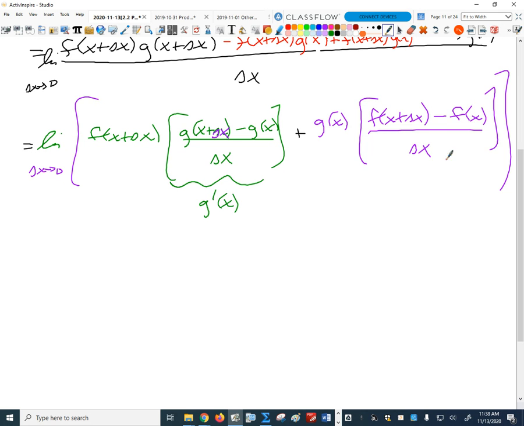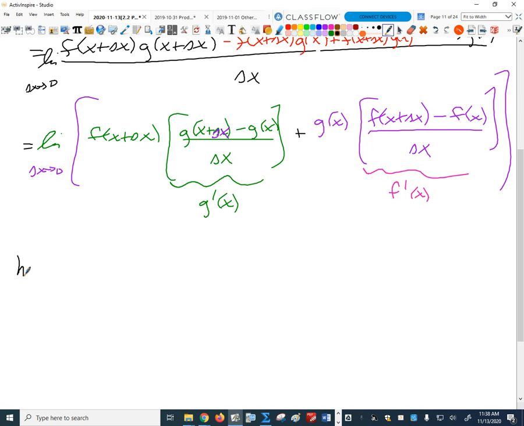Okay, what is this right here? I'm taking a limit of all this stuff, right? What's the limit of f of x plus delta x minus f of x over delta x as delta x goes to 0? Well, that whole thing is just f prime of x.